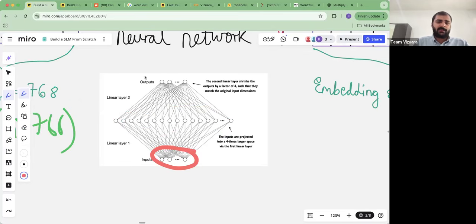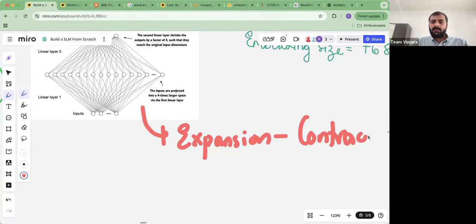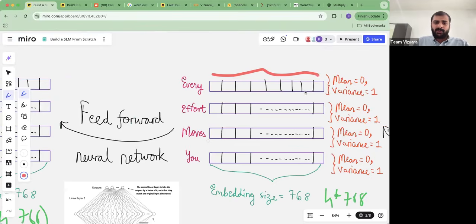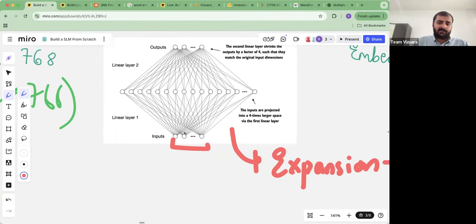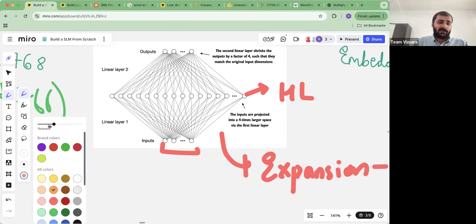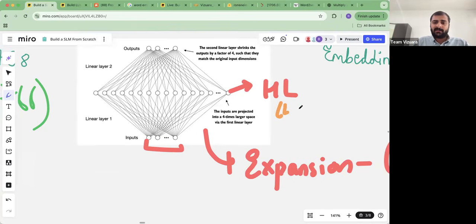A neural network which shows up in a language model architecture is often in the form of an expansion contraction block. The reason it's called expansion contraction is because of the input. Now remember, each input which goes to this neural network is of size 768. So I'm just going to look at one input for now, and we have these 768 values which are passed in. They go through this hidden layer, and the size of the hidden layer is 4 times 768. That's usually the convention followed since GPT-2 was released.